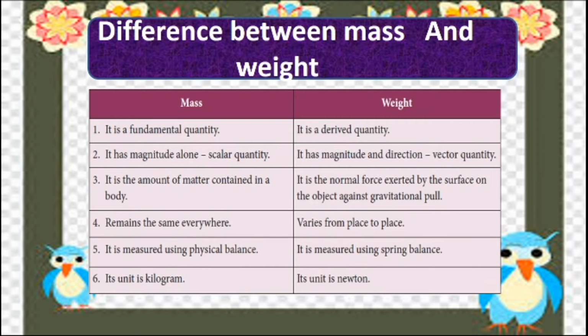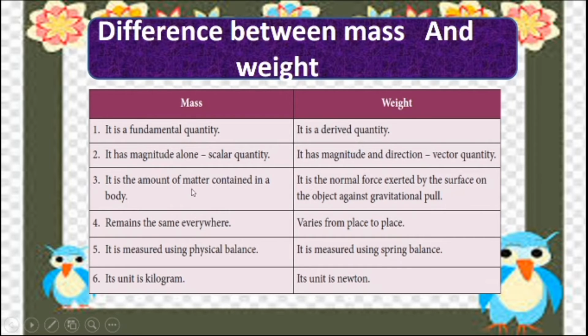Next, here we have some differences between mass and weight. This is a very important question, so all of you study well. Mass is a fundamental quantity. Fundamental means it's a basic quantity. Weight is a derived quantity. Mass has a magnitude alone, it is a scalar quantity. What is meant by scalar quantity? Scalar means it has only magnitude. Weight has a magnitude and direction. Weight is a vector quantity.